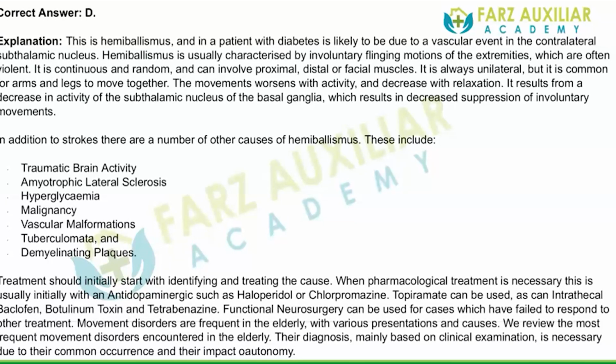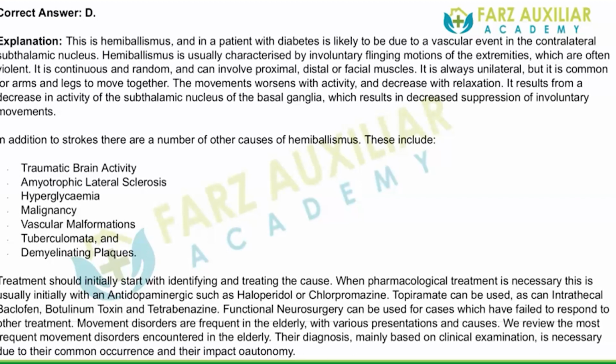So you have to remember that hemiballismus is always unilateral, and you can have movement in either your arms or legs, but it is not uncommon to find a movement in both the arms and the legs. Okay, and the involuntary movements become worse with activity and better with relaxation. And the site of the lesion is the subthalamic nucleus of the basal ganglia, which is actually responsible for inhibiting the involuntary movements. So that is where the lesion is localized in this case.